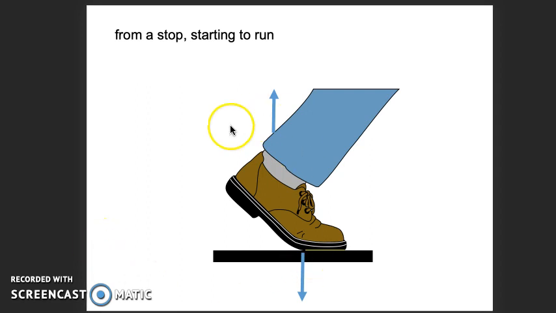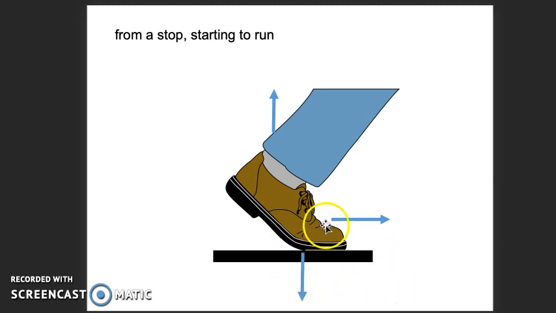Because if these are the only two forces, there's nothing, we need to have something pushing this person to the right. So there must be a force pushing this way to get this person going, and it is amazingly a friction force. Wait, hold on. Friction is speeding him up? I thought friction slowed things down. Come on.